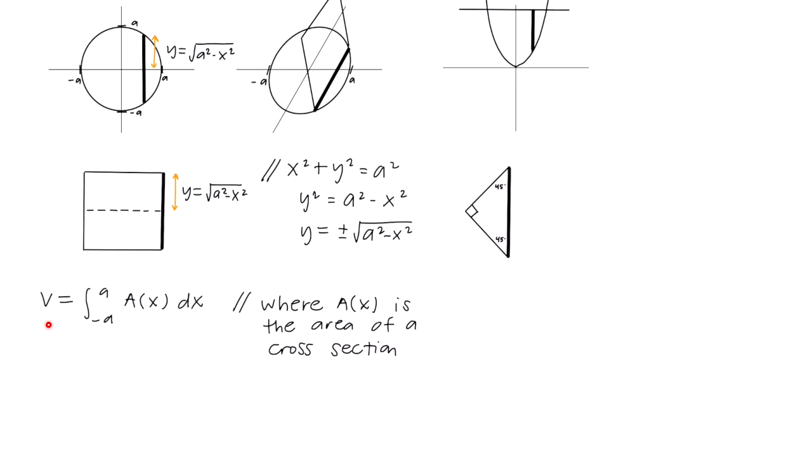To find our volume, because the cross sections are perpendicular to the x-axis, it's going to be a dx problem. And you can see that we're integrating from negative a to positive a. So to find the volume, you set up your integral from negative a to positive a of A(x) dx, where A(x) is the area of the cross-section.